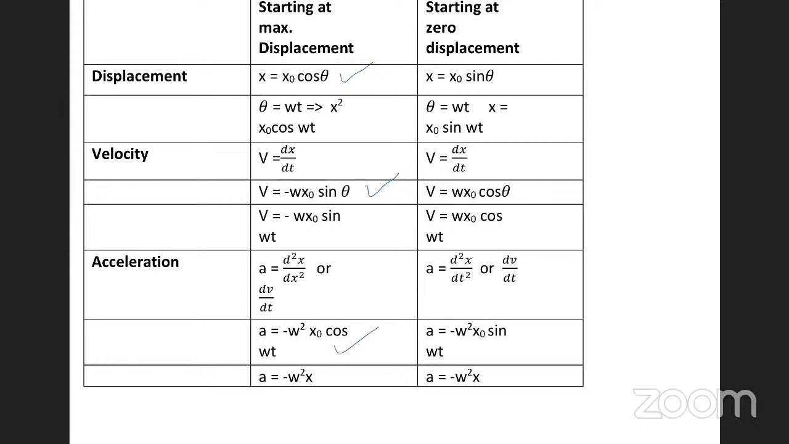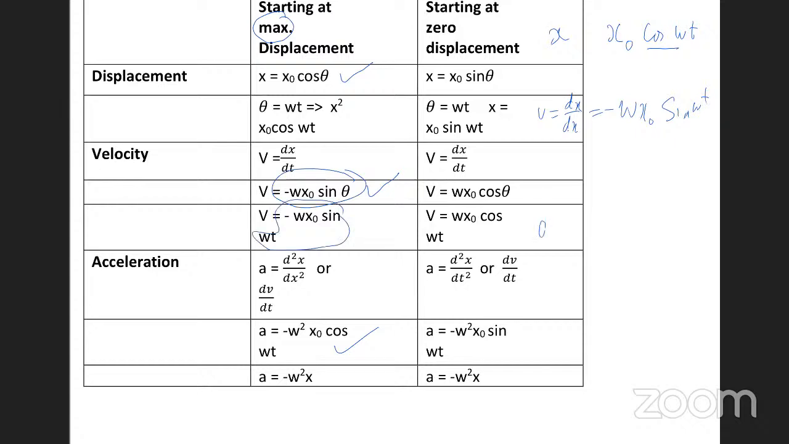For those who can't differentiate, watch this here. This is your graph for displacement when you start at maximum displacement. That's the function for displacement. You all remember velocity is dx dt. So if you differentiate cos, what do you get? By the way, we use omega t instead. The differential of cos is minus sine. The differential of omega t with respect to t is omega. And then you put back x naught and omega t. So that's how they got this here.